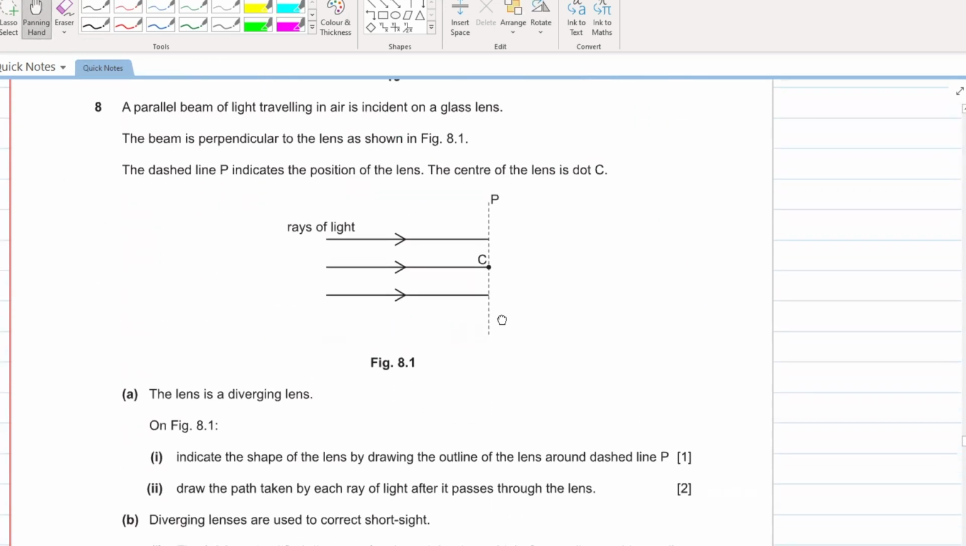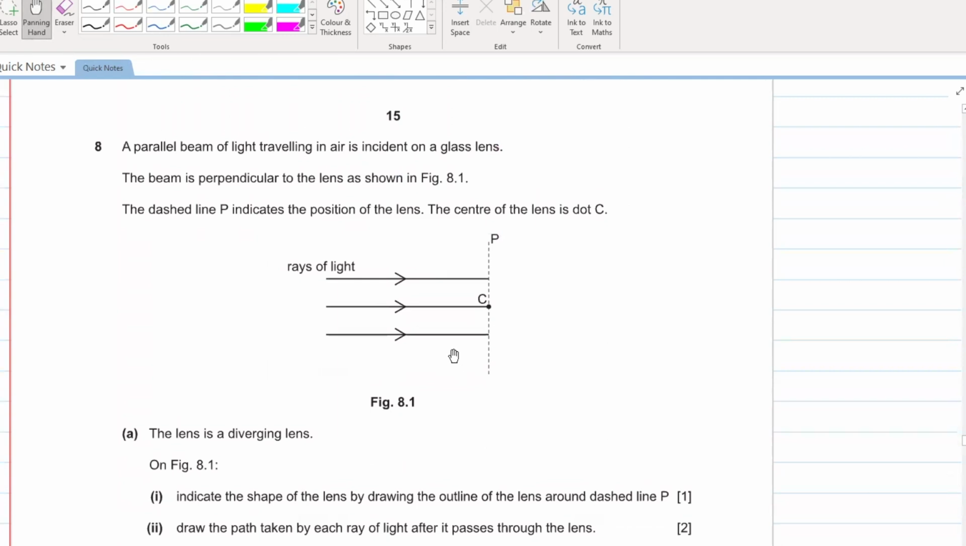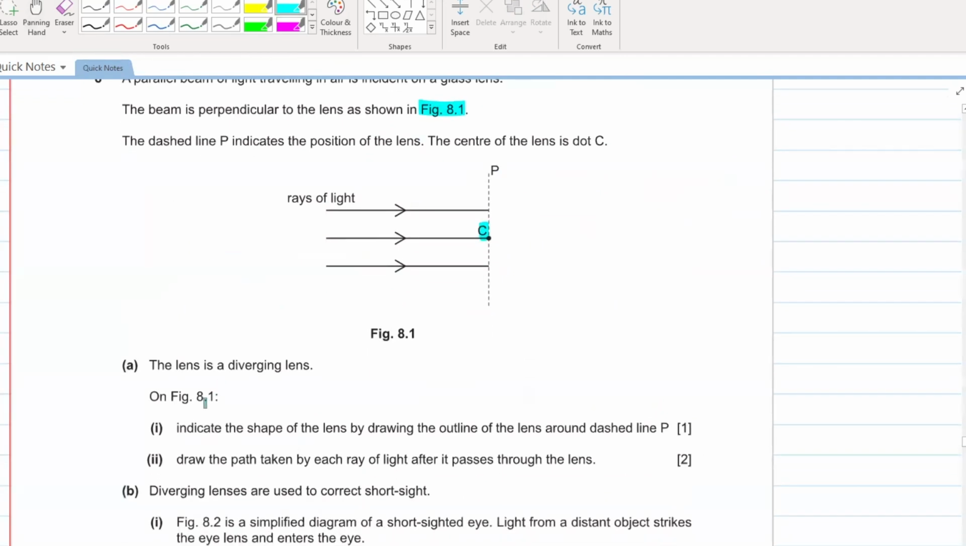Let's further move ahead. Let's see this. A parallel beam of light traveling in air is incident on a glass lens. The beam is perpendicular to the lens as shown in figure 8.1. The dashed line indicates the position of the lens. The center of the lens is dot C. This is the center of the lens. The lens is the diverging lens. On figure 8.1, indicate the shape of the lens by drawing the outline of the lens around line P.